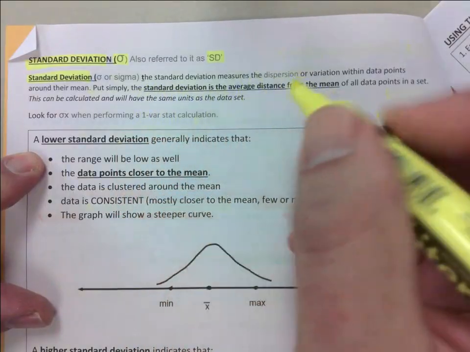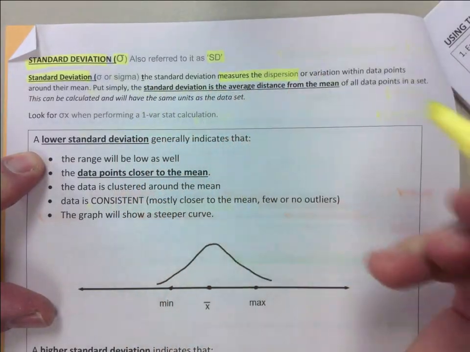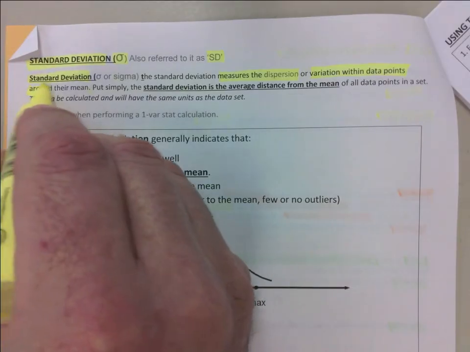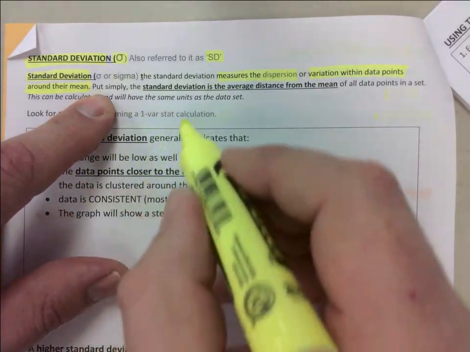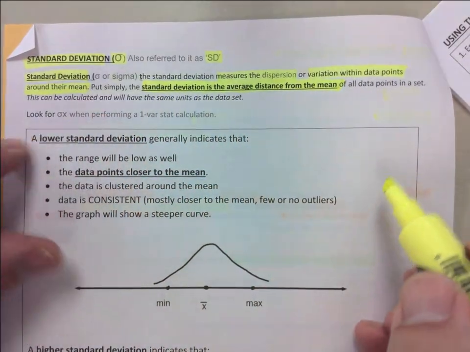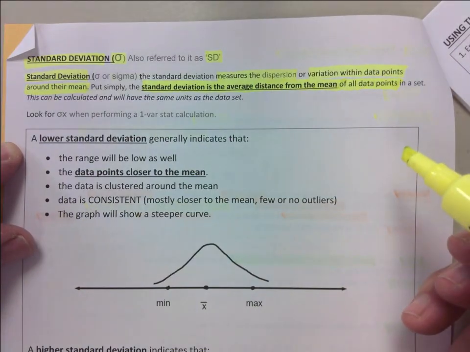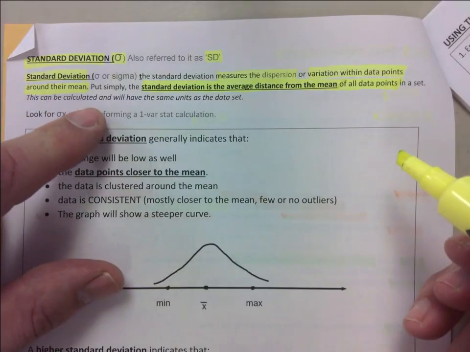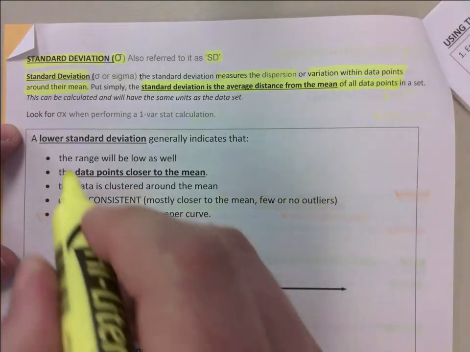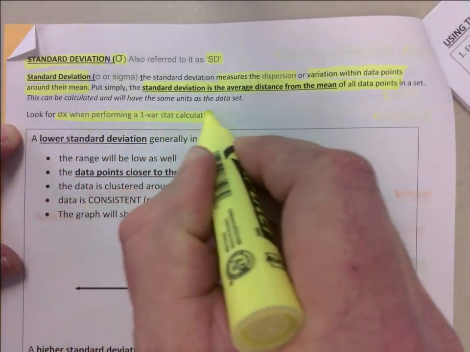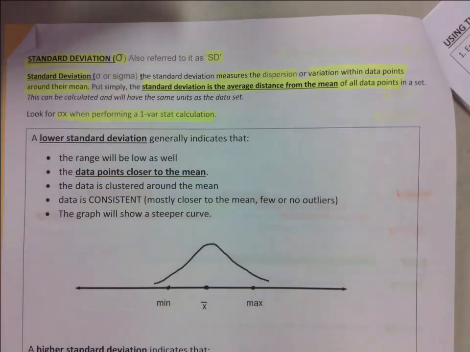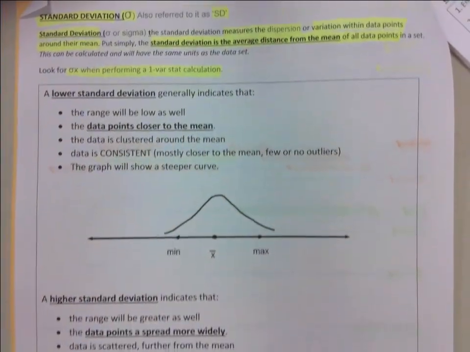The standard deviation measures the dispersion or variation of data points around the mean. Put simply, standard deviation is the average distance from the mean of all the data points. This can be calculated and will have the same units as the data set. We're looking for this when performing one variable stat calculations. More on that later. You don't need to worry about that too much right now, but let's see what the standard deviation tells us.